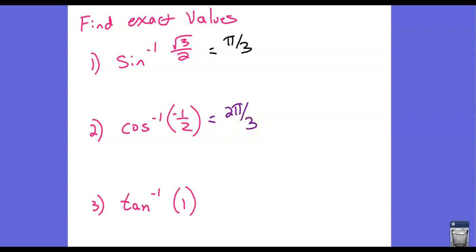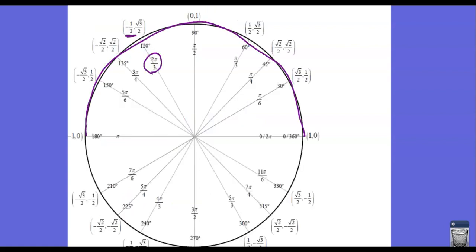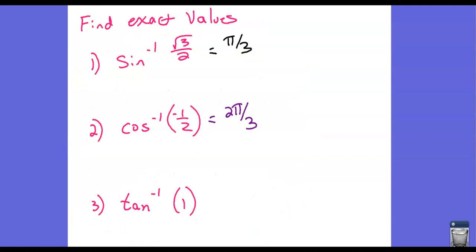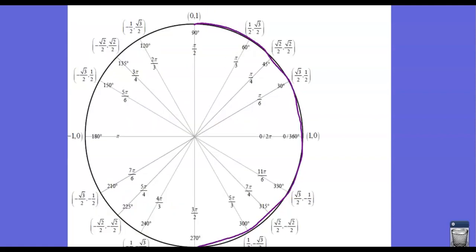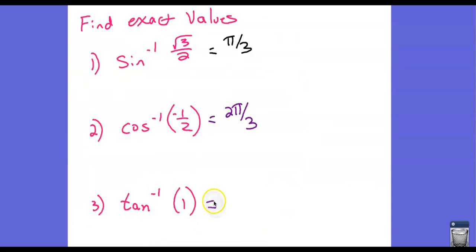And then finally, if we notice the inverse tangent of 1. If you remember the tangent function, if we restrict the domain, it's from here to here. And we're doing +1. And remember, tangent is sine over cosine. So we're looking for basically this, because when we put the y value over the x value, we're going to get +1. So pi over 4 is what I'm looking for.